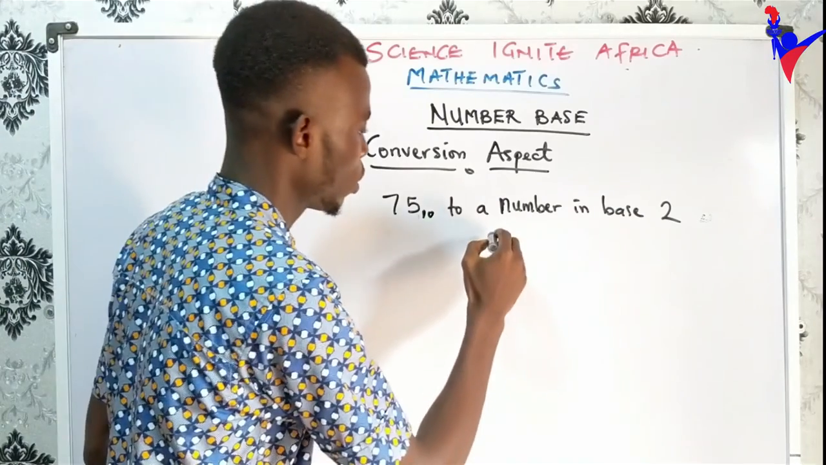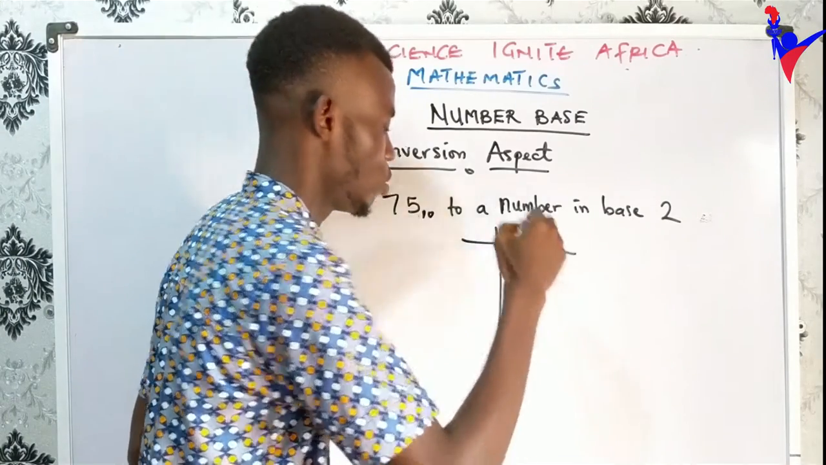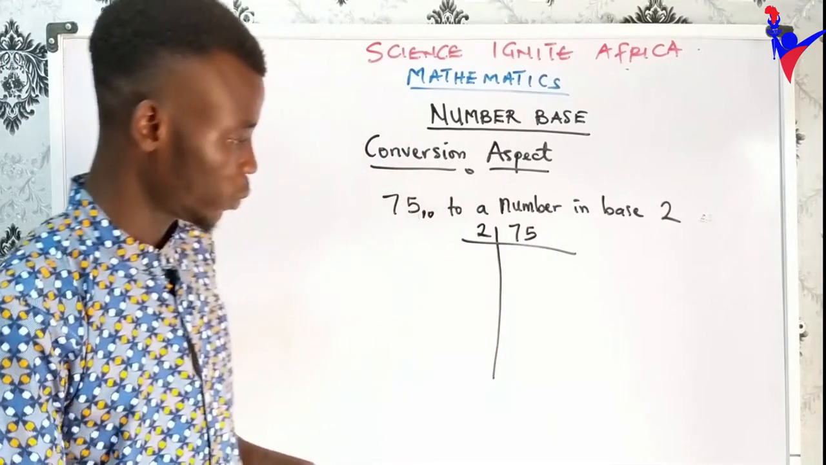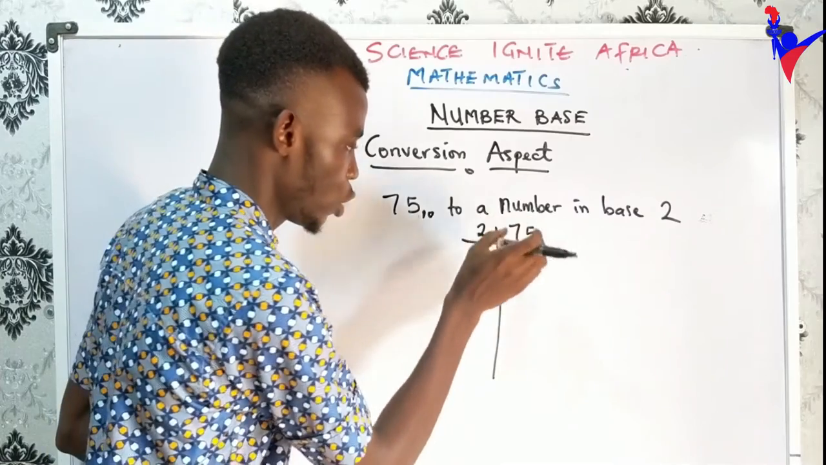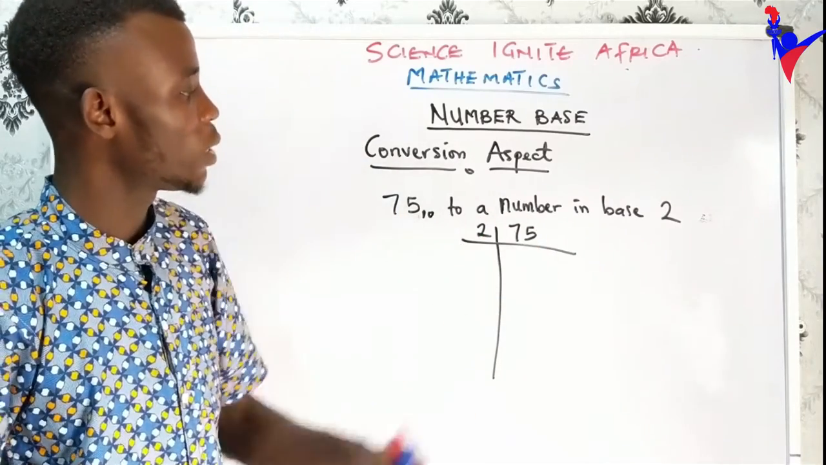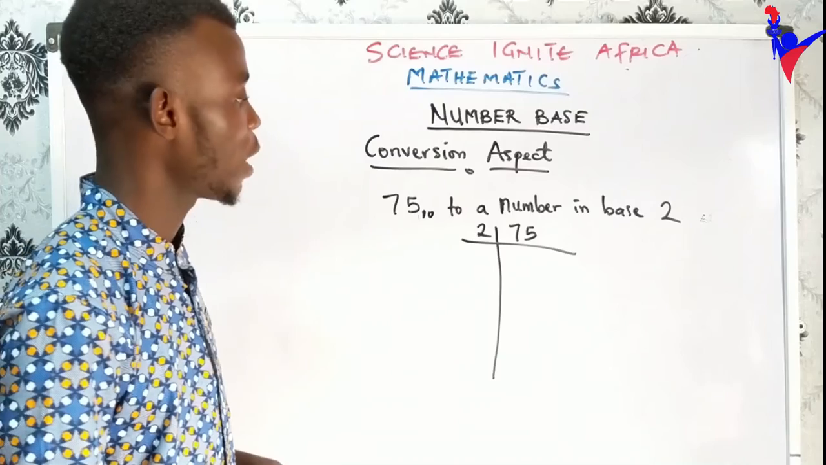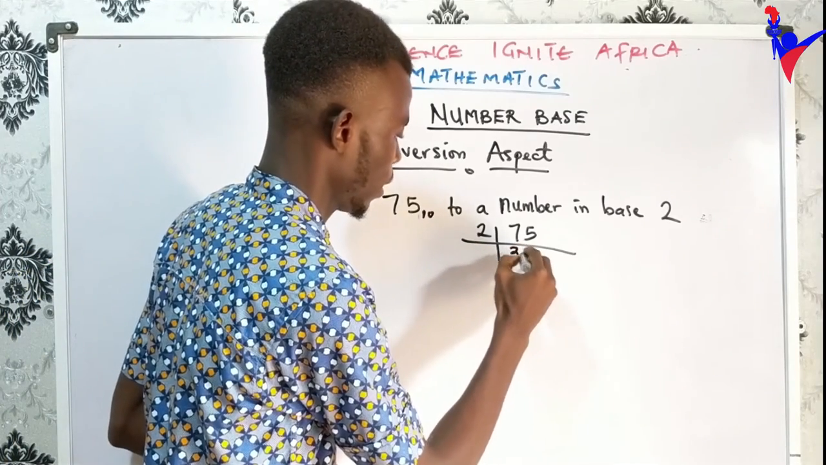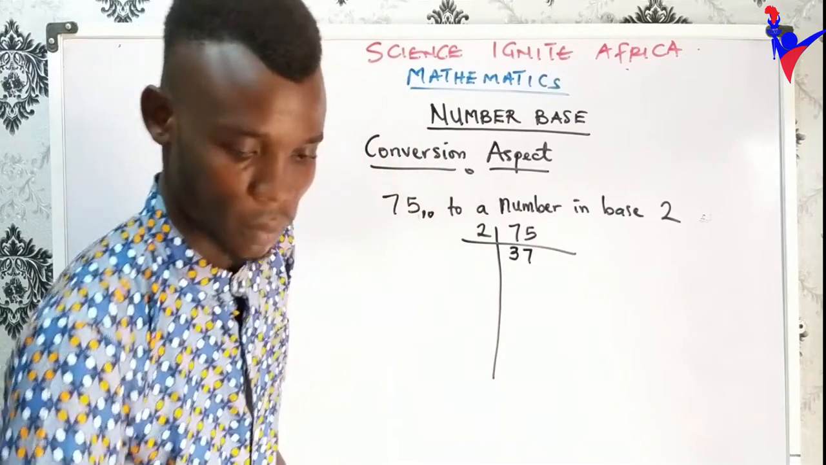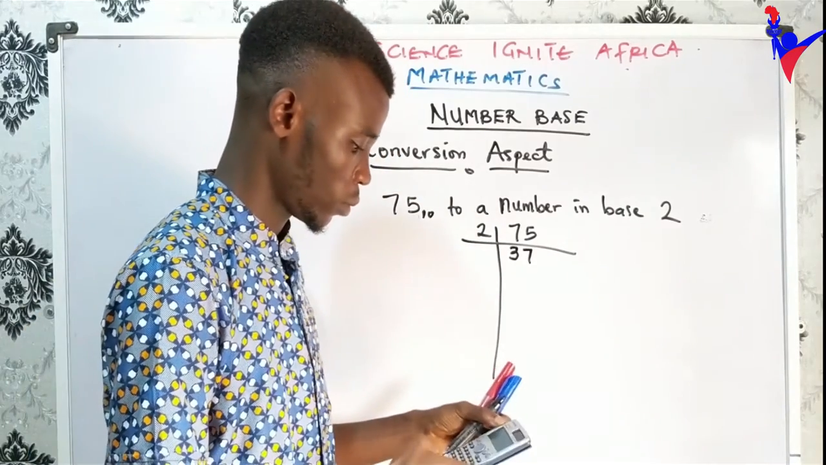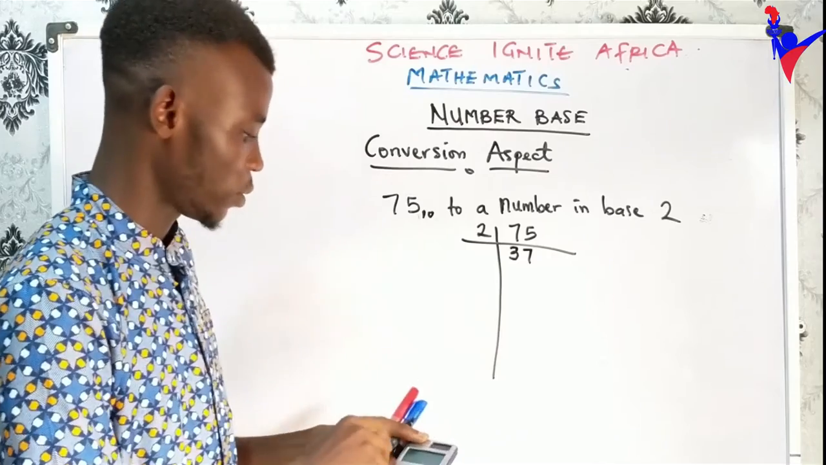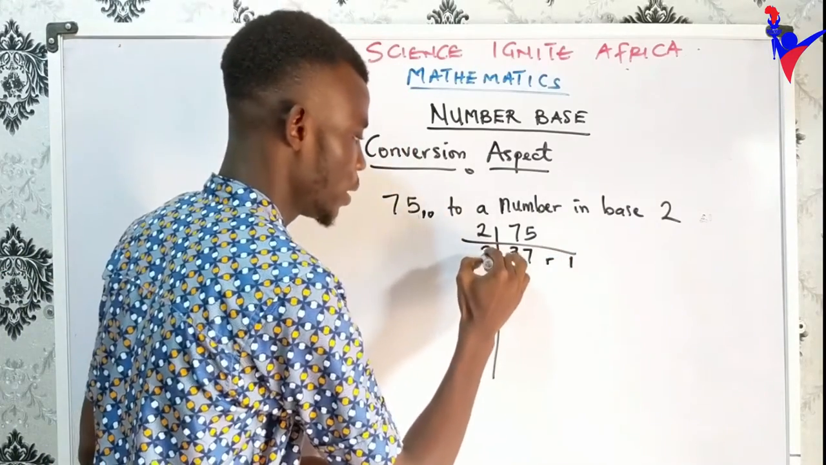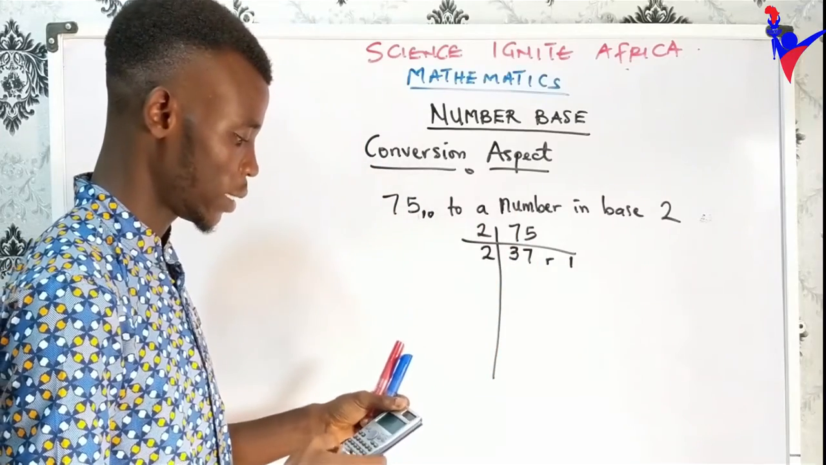The first thing you do here is you come like your normal division sign. This is 75. This is 2. So the first thing you have to do now, you have to look for 2 in 75. 2 goes in 75 how many times? That will be 37. Right? Yes, that is 37. 37 will be left with remainder 1. Then you come again, the same 2 again, use it to divide 37.